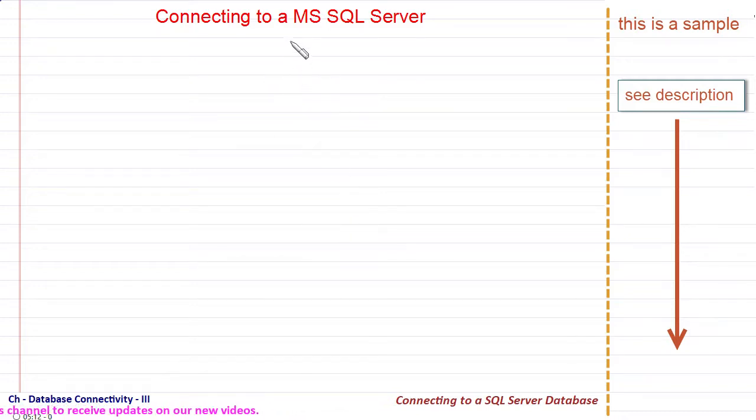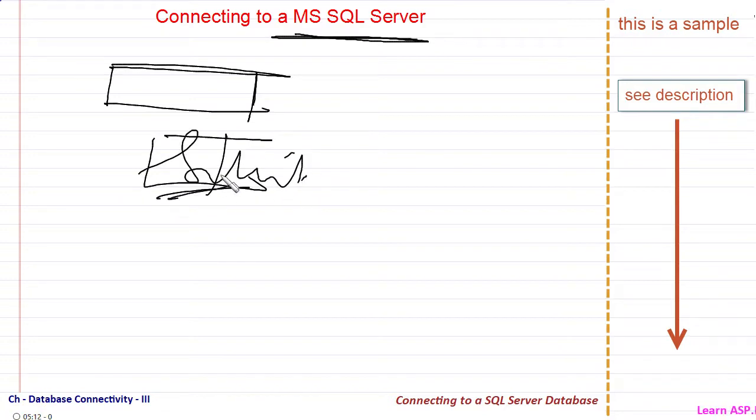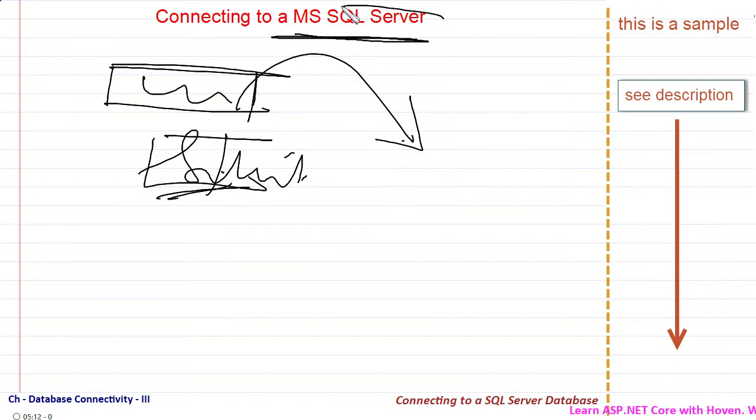In this tutorial, we shall learn how to connect to a Microsoft SQL Server. We will create a simple application consisting of a text box and a submit button. When this submit is clicked, this data will be stored into a SQL Server database, and we will later on verify that it indeed goes there.